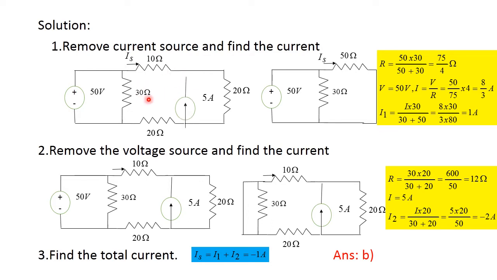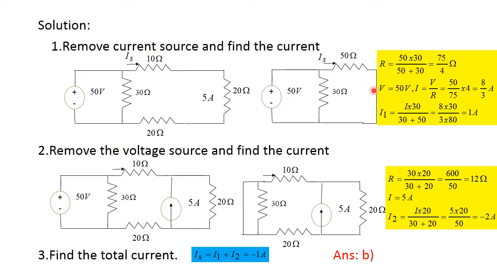If you remove the current source, these three resistors will be in series. So you will get 10 plus 20 plus 20, that is equal to 50 ohm. And here you will have 30 ohm. So these two resistors are in parallel now. Now we have to calculate the equivalent resistance. When two resistors are in parallel, we can write R1 R2 divided by R1 plus R2. That is 50 into 30 divided by 50 plus 30, which is equal to 75 by 4 ohm.